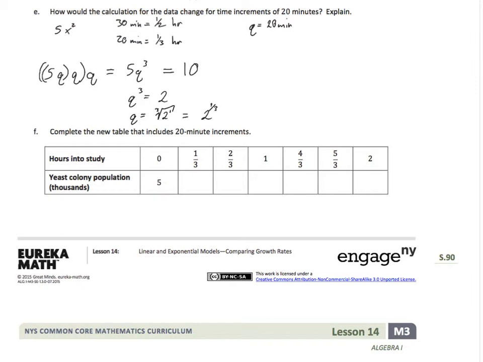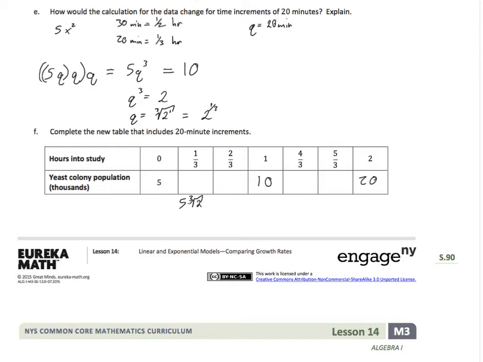So let's go ahead and finish this table. At 1 hour, I already know it's 10. 2 hours, it'll be 20. Well, this one should be 5 times, oops, don't want a 3 there, I want a 2. I want a 3 on the outside. There we go, 3 there. And then this one will be 5 times cube root of 3 times cube root of 3.